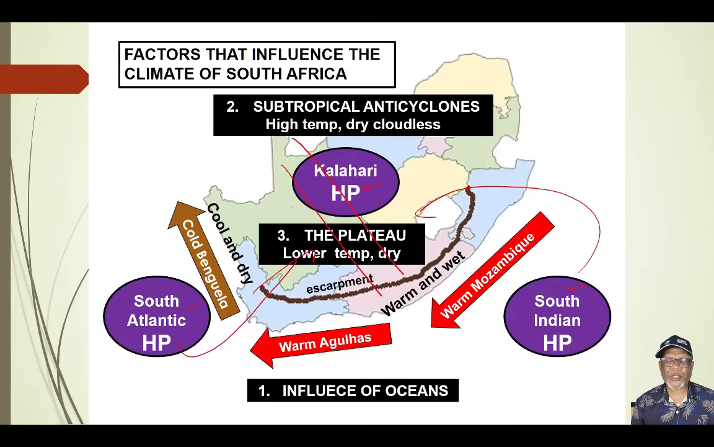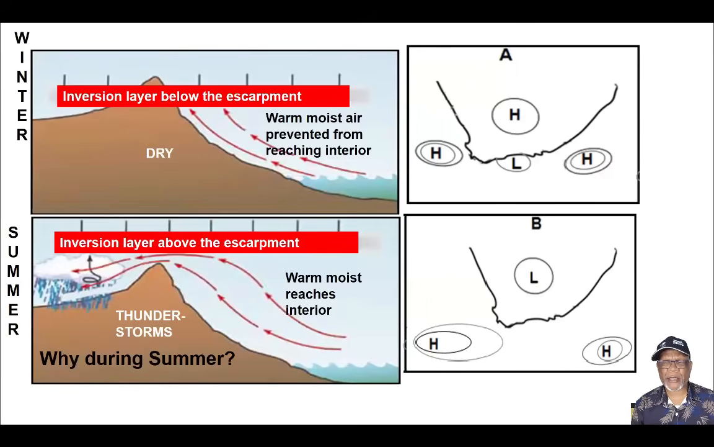And the Kalahari is dominant in the interior during winter. And during summer, it rises higher in the atmosphere. So these are two diagrams that indicate different seasons. So look at the inversion layer here. The inversion layer is below the escarpment. Why is the inversion layer below the escarpment? Because the Kalahari high pressure is dominating the interior. So this diagram and this diagram are related.